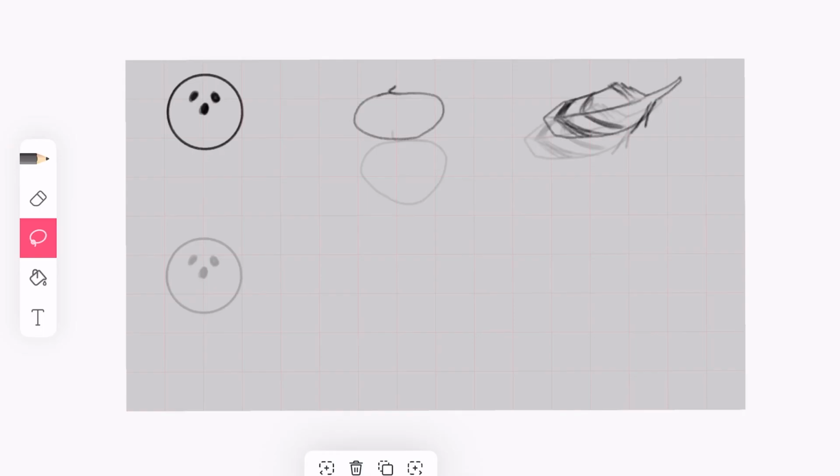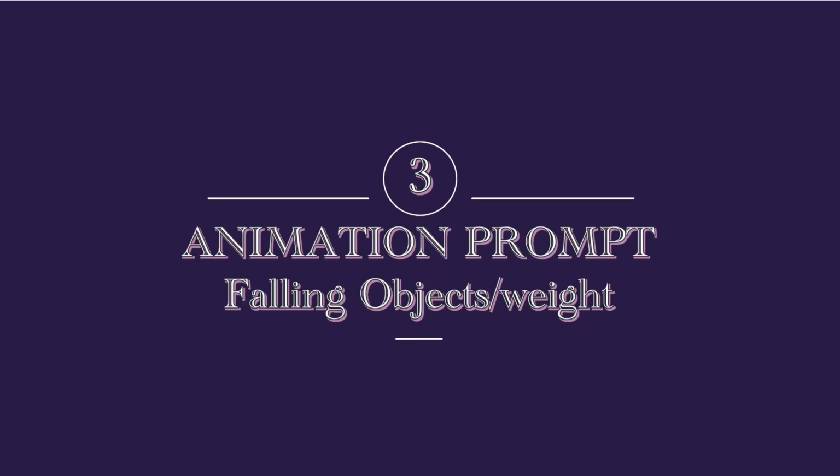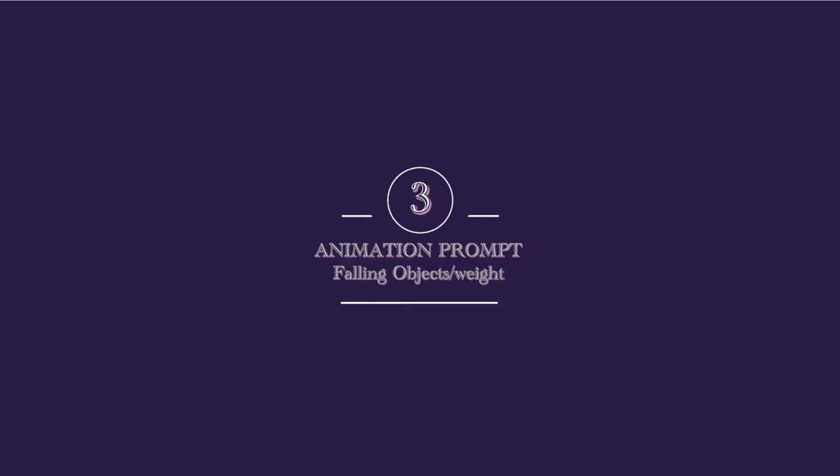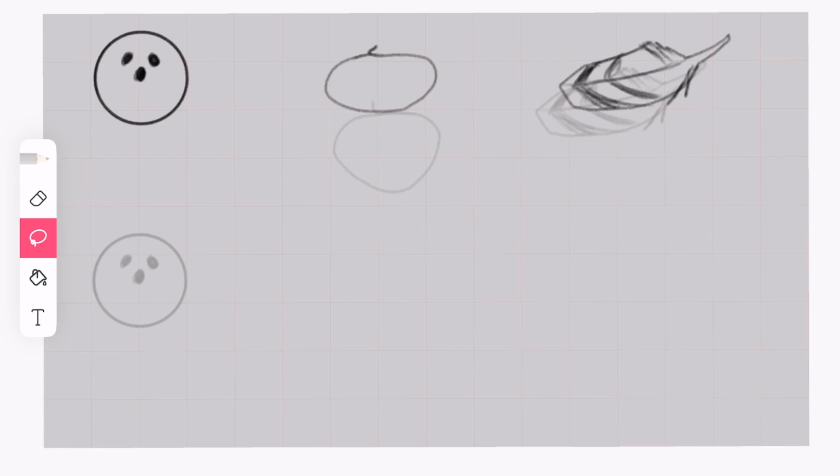Hey everybody, welcome to animation prompt number 3. And today we're supposed to be animating something falling. Before, we were animating the ball bouncing, but this time we're going to be proving the weight. You can see here, I made a couple of experiments to show you guys. I made the bowling pin, a water balloon, and a feather, because these three objects have different weights.